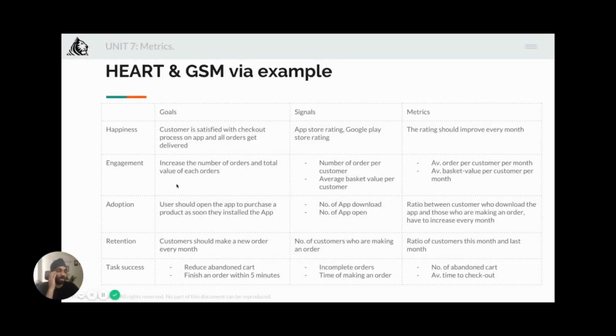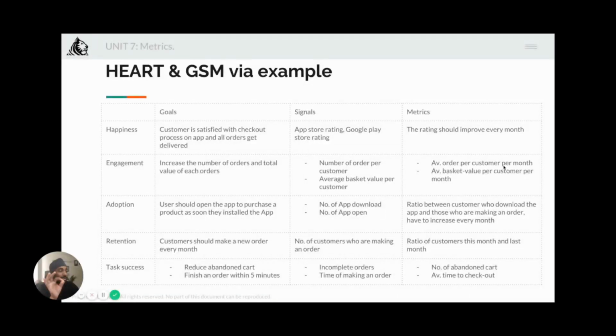Okay. Engagement. So increase the number of orders and total value of each order. If the user is engaged in our e-commerce app, then the number of orders and the total value of each order, the basket size, will start increasing. That is the goal, right, in terms of engagement. So signals would be number of orders per customer, average basket value per customer, right? And the metric would be average orders per customer per month.